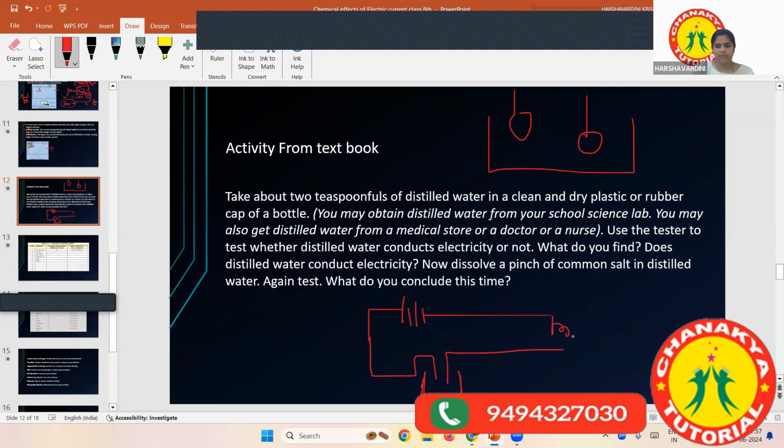You can replace the tablespoon, right? Am I right? That's not a wrong thing. For the bulb, we'll give a representation of the bulb. This is how the bulb looks. Now the circuit is complete.